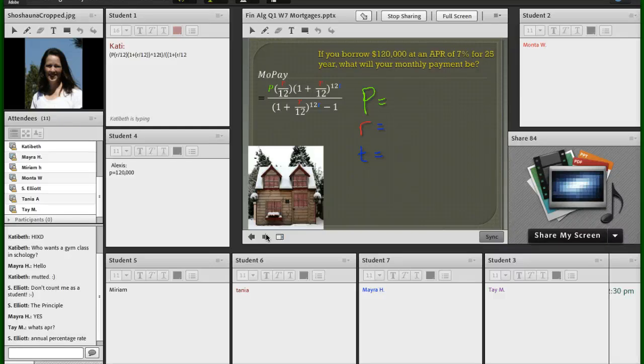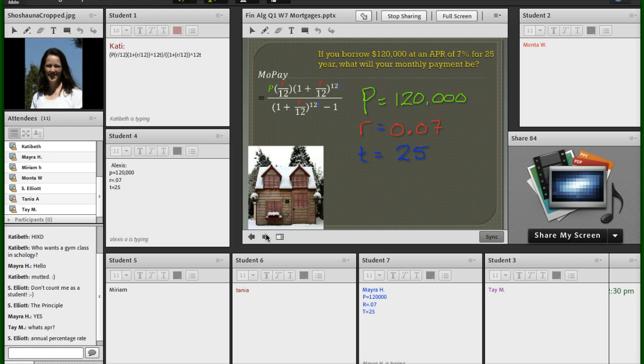So what's your P? What is P for this problem? 120,000. And we use all of the digits. And what's the rate? How would we write it as a decimal though? 0.07. And then what is your time? 25 years. Okay.